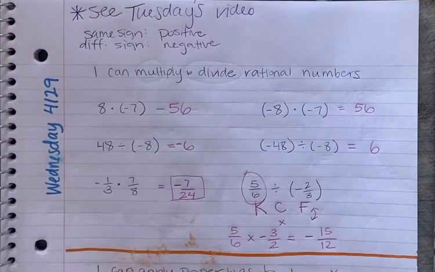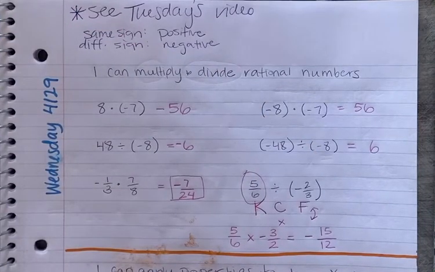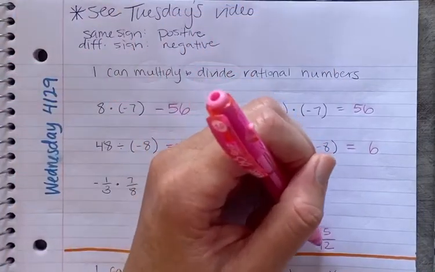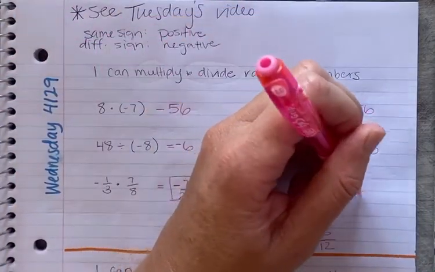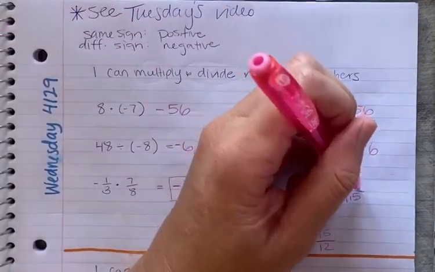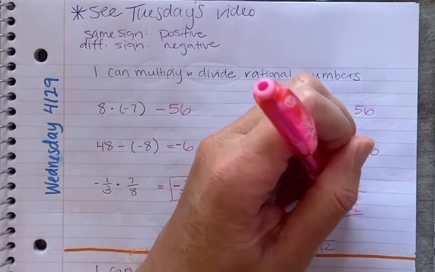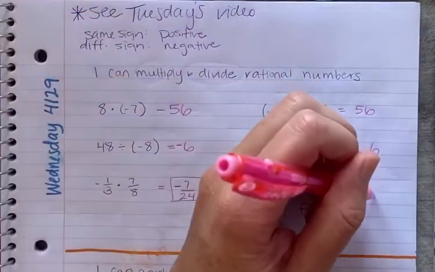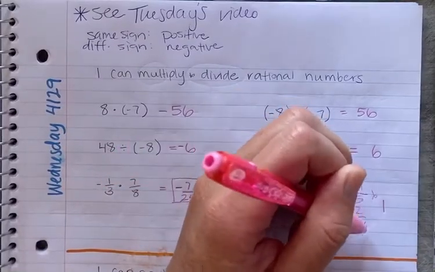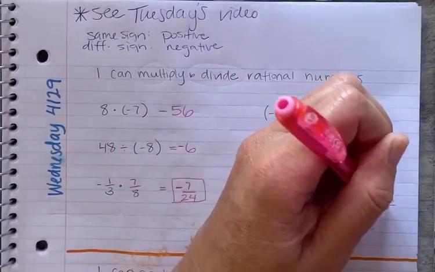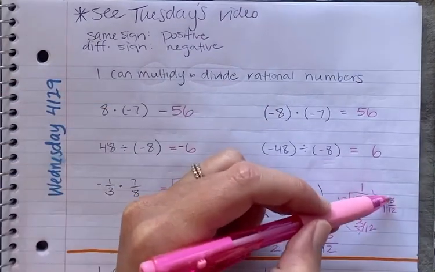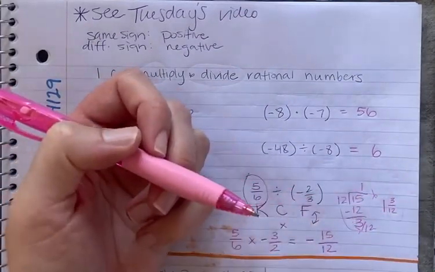We have an improper fraction, so I do need to divide and simplify. 15 over 12 is 15 divided by 12. 12 goes into 15 one time. 1 times 12, I get a remainder of 3. So my whole number is 1 and 3/12. Hopefully you see that you can simplify 3/12. Both of them have a group of 3 you can take out.